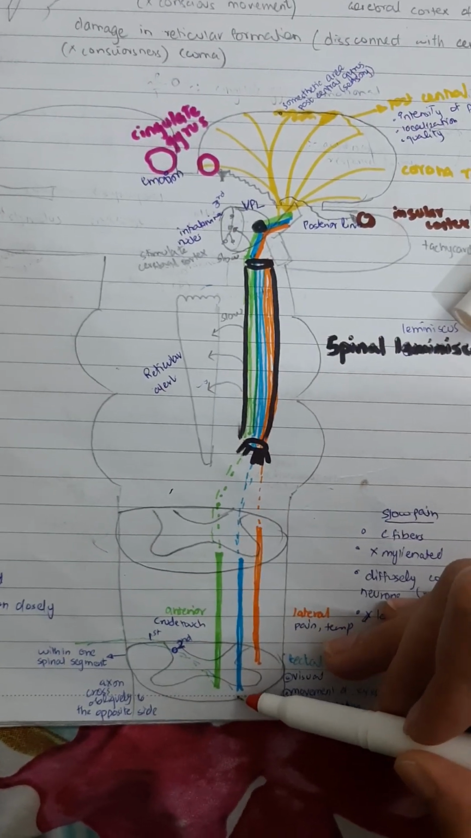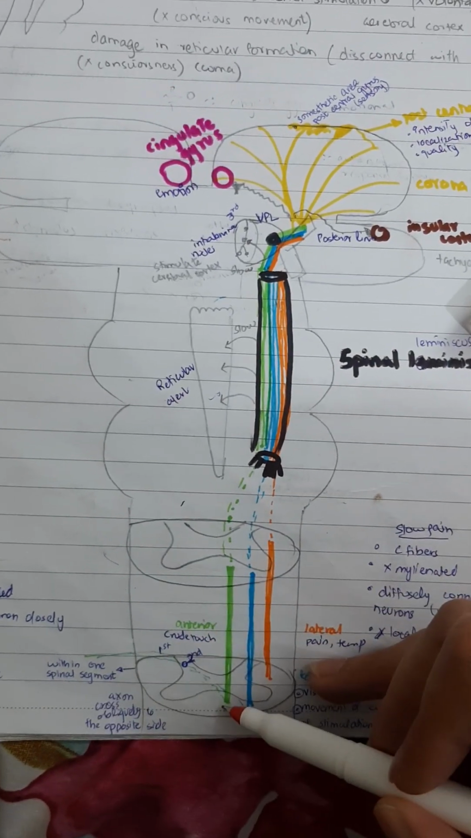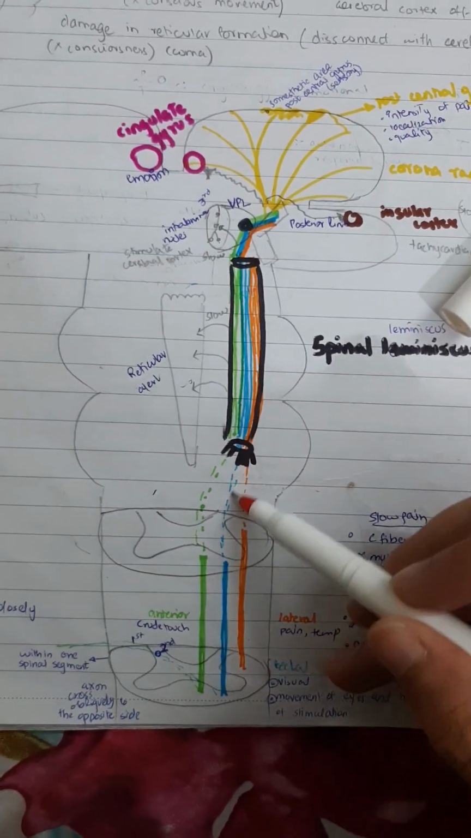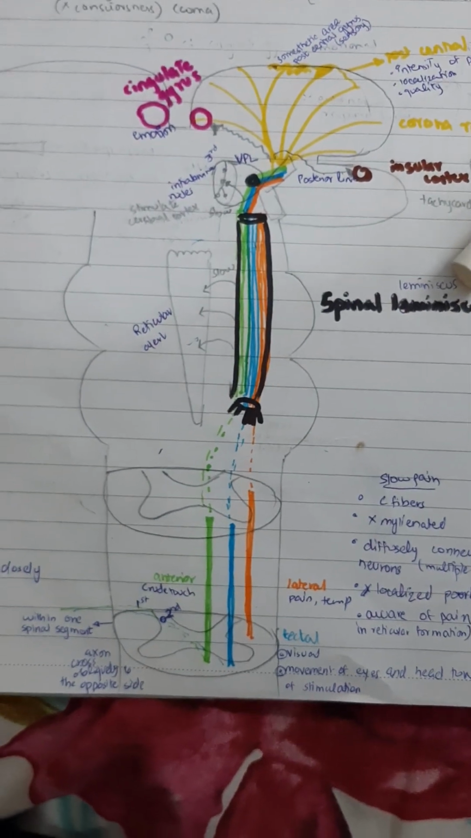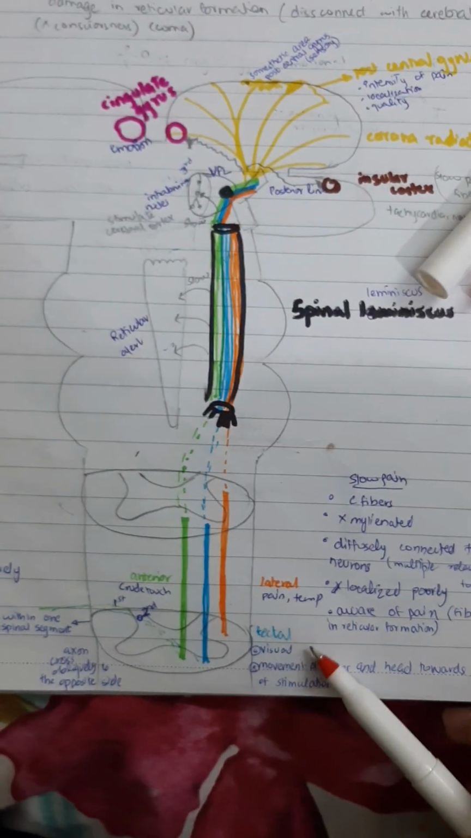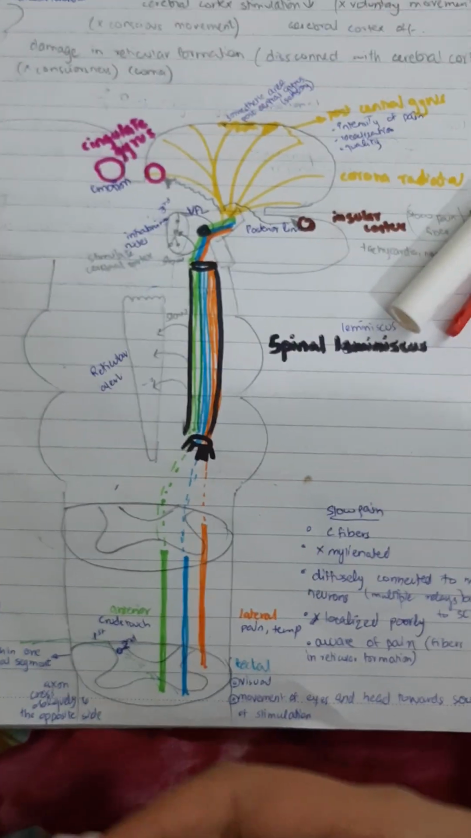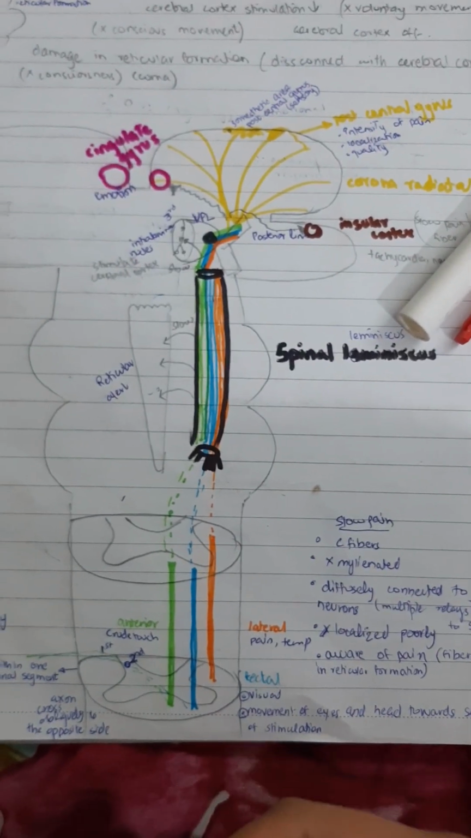And then you have the spinotectal pathway, that's coming from in between your anterior and lateral pathways. Talking about their functions, the spinotectal is responsible for your visual reflexes, for the movement of eyes and head towards the source of stimulation.